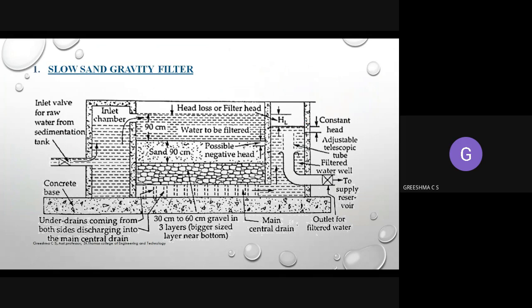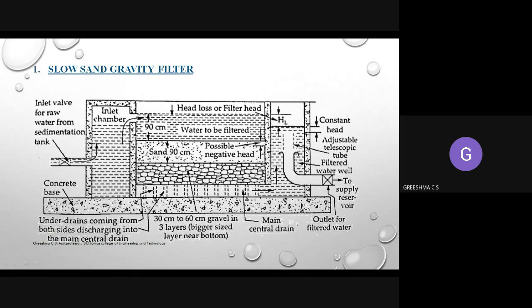Coming to the first one, that is slow sand gravity filters. This is the schematic diagram of a slow sand gravity filter. In this figure you can see the bottommost portion. The bottommost portion will be made up of concrete, and these walls are all made up of concrete.